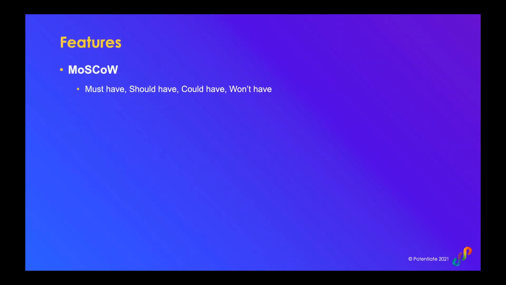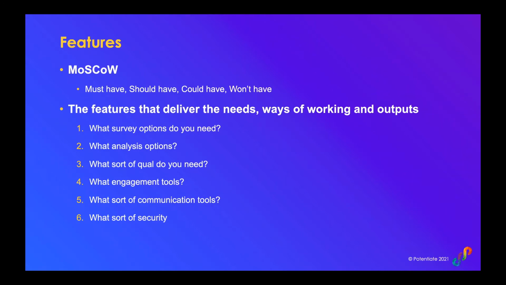Once you've got that background, you can start looking at the features, because the features are going to help you define the request for proposals. And we recommend using MoSCoW, dividing all the possible features into must have, should have, could have, and won't have. And that is going to enable you to put a framework together around these. So what survey options do you need? Do you need gamified surveys? Do you need mobile surveys? Do you need complex surveys? Do you need to be able to put logic into the surveys?